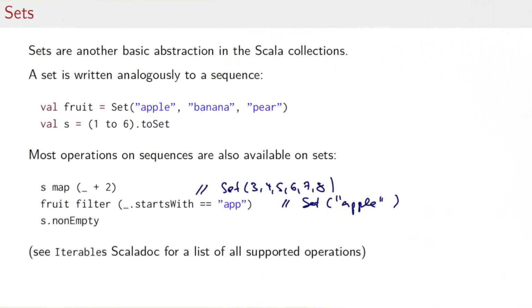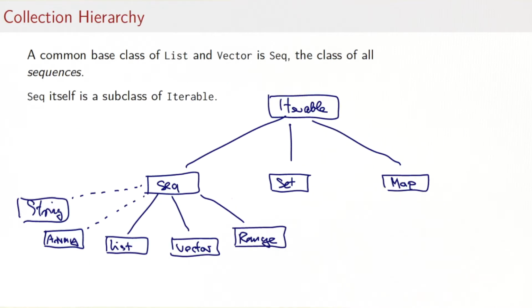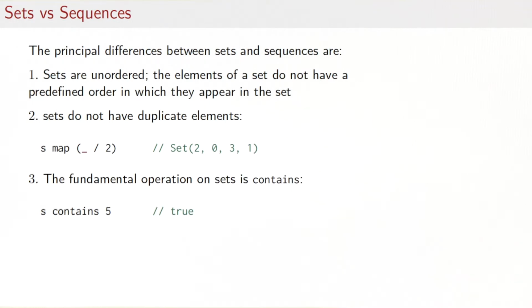To find the complete set of operations, you could look in the class Iterable, the common superclass of Seq and Set, and find all the operations that are supported there. Or you go and look up the operations in class Set, and you'll find, in addition, the operations specific to sets. So the principal differences between sets and sequences are three. The first one is that sets are unordered. That means the elements of a set do not have a predefined order in which they appear in the set.